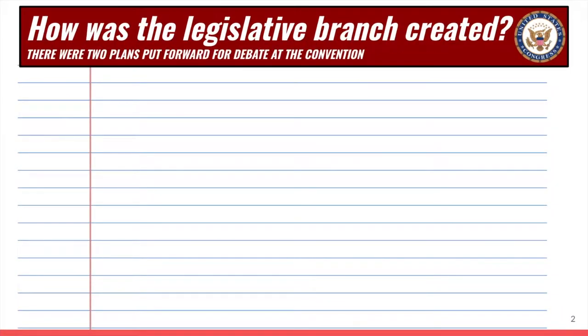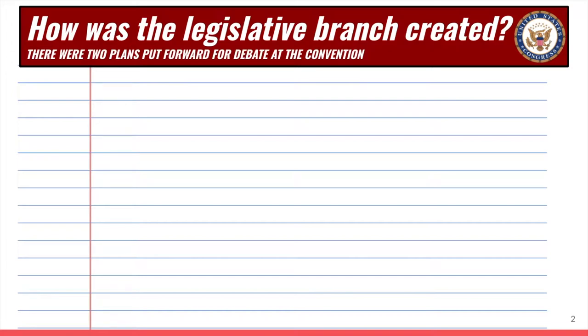So, our first left side question will then be: how was the legislative branch created? This is the first article of the Constitution. This is why it's often referred to as the first branch of government, especially by people who actually serve in Congress. And it's basically going to help create what we now know as the Congress of the United States.